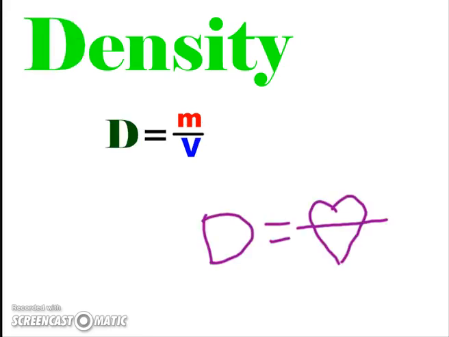Oh, wait, I wanted to show you one other way that students like remembering how to write the density formula every time. They put that heart there. They love density, right? The top of that heart kind of looks like an M, and the bottom would look like a V.